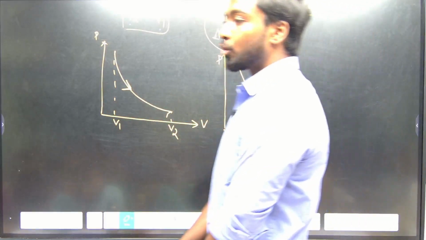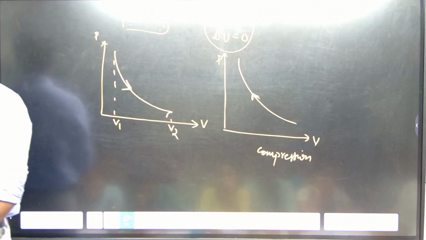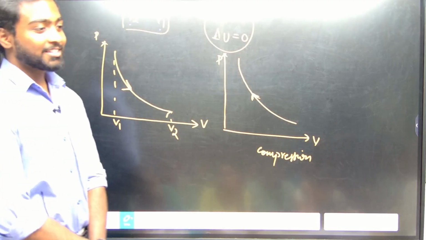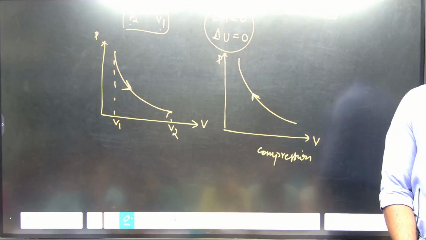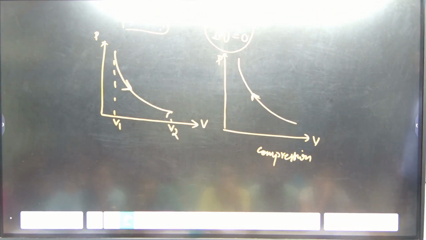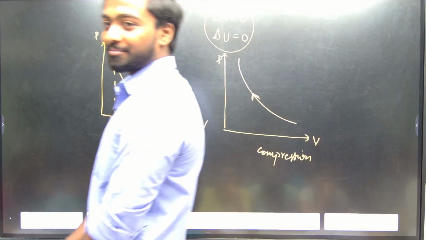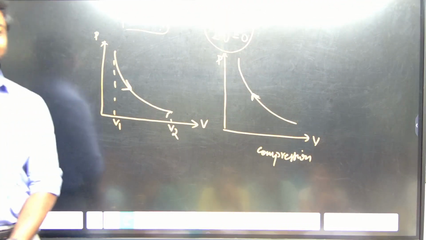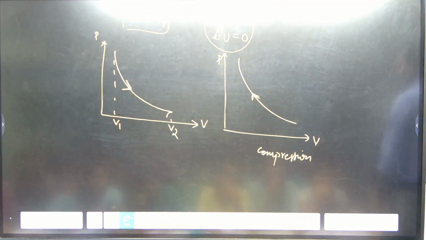So what will be the slope here? Positive slope or negative slope? Take a point, draw a tangent, draw the x-axis, draw the angle, check whether it is obtuse or acute, and you can check whether it is positive or negative. Negative. So slope is negative.